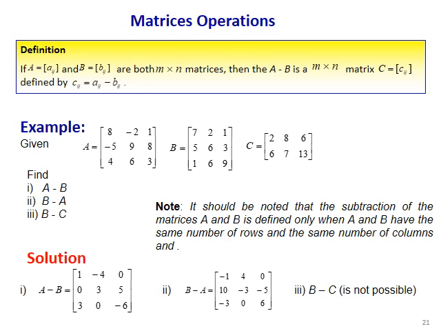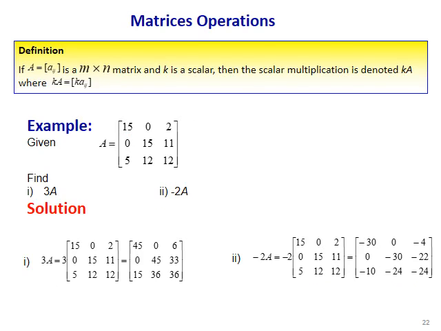As an example here, 8 minus 7 is 1. Minus 2 is minus 4, and so on. Now, multiplying a scalar by a matrix means we multiply each element by this scalar. As an example, 3 multiplied by here and here and here and here, all elements, as you can see here. You see? We multiply it. 3 by 15, 45, 3 by 0, 0, 3 by 2, 8, 6, and so on. Or if it is minus 2, the same thing.